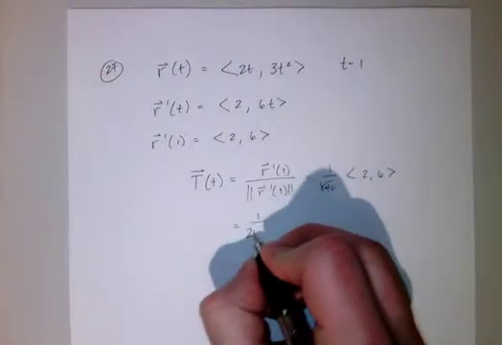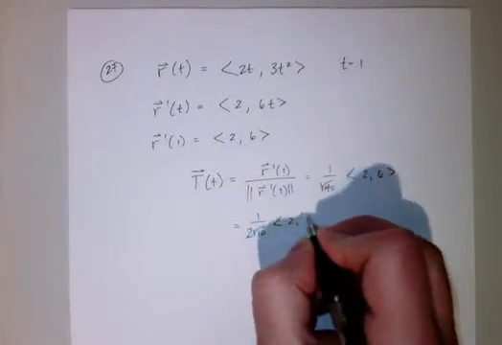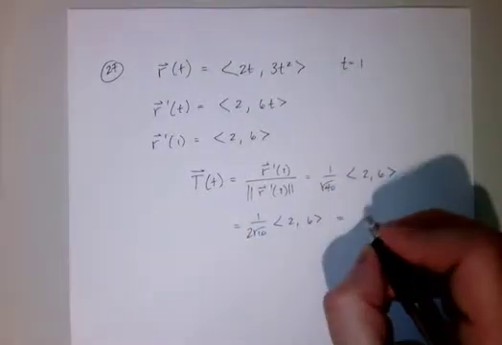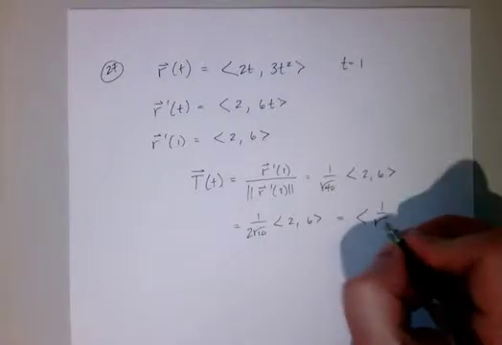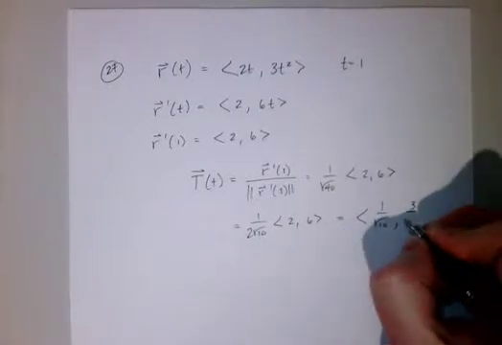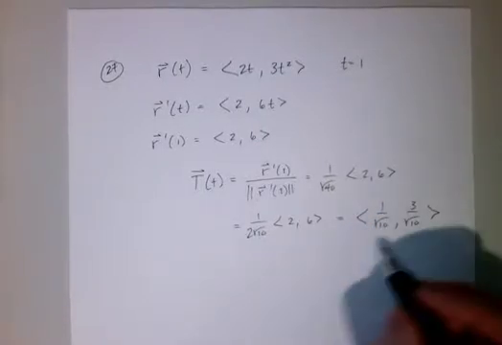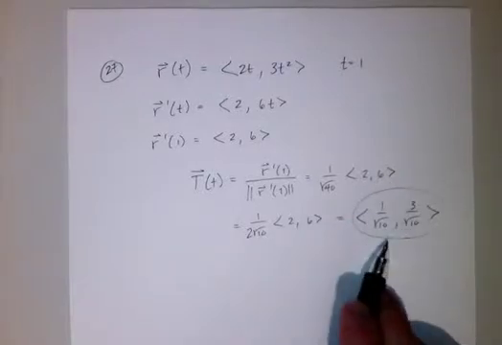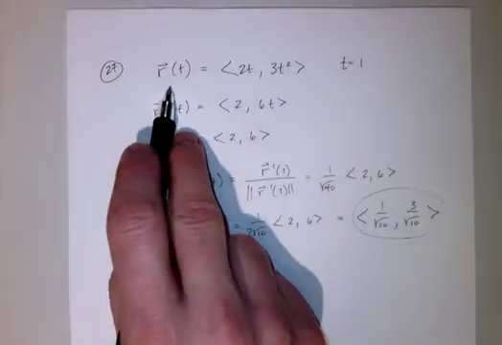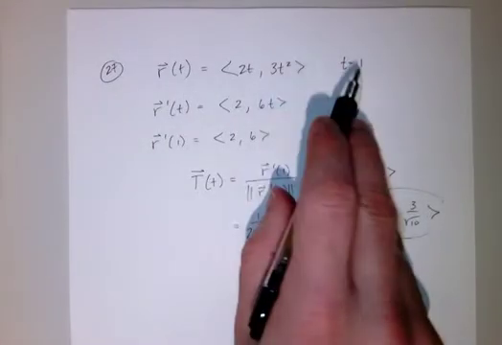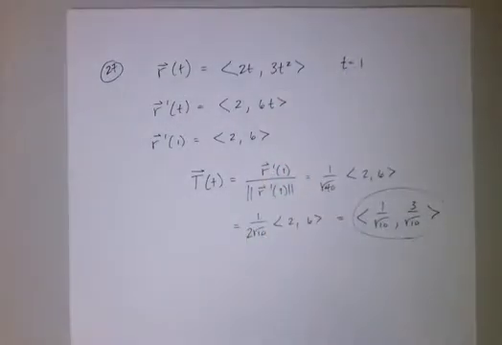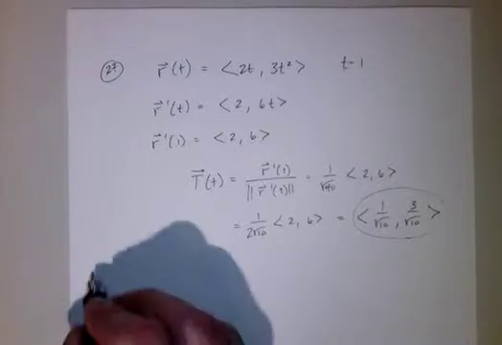1 over 2 root 10 times <2, 6>, which means when I multiply it through, I'm going to get <1 over root 10, 3 over root 10>. That is the unit tangent vector of this particular vector valued function at that point right there, okay? I think you're going to understand a little bit more about what this is all about the moment that I actually do this next problem, okay?